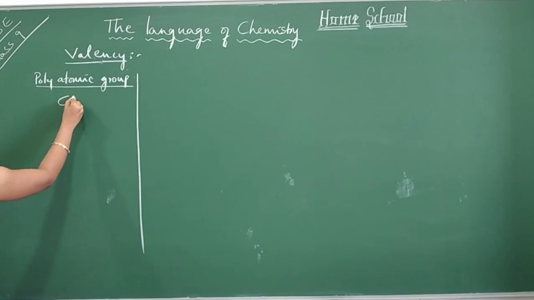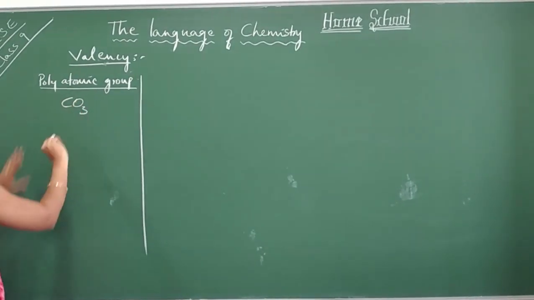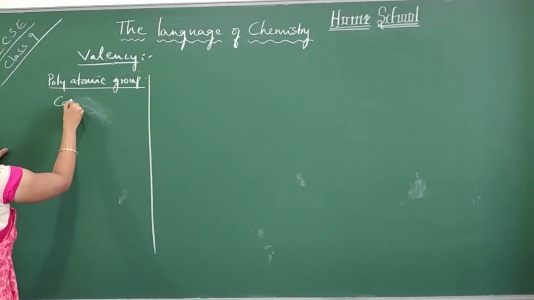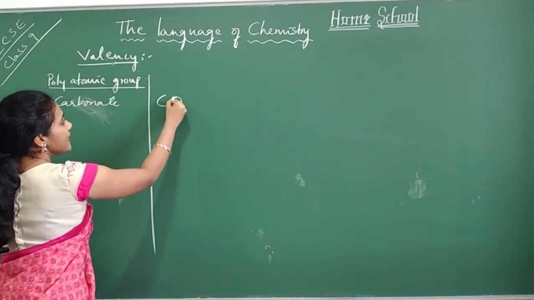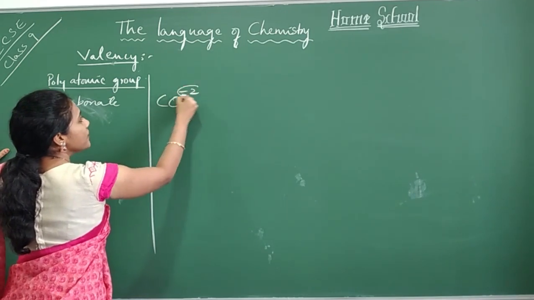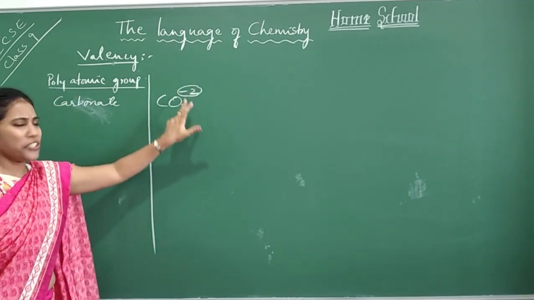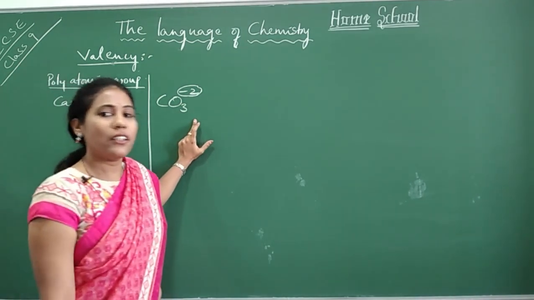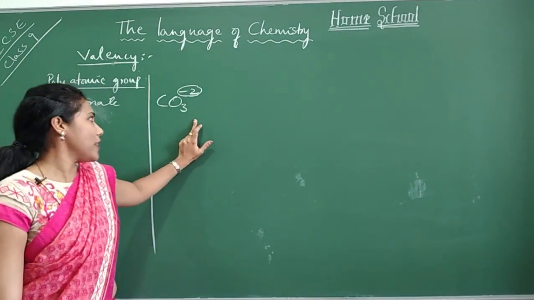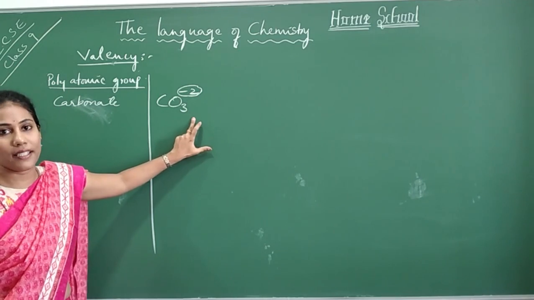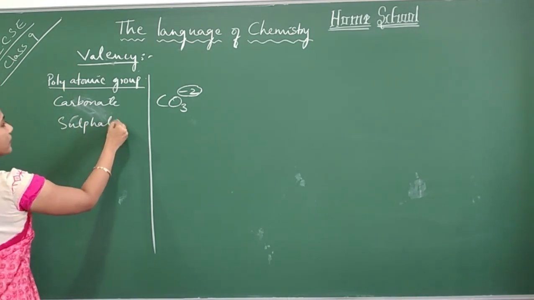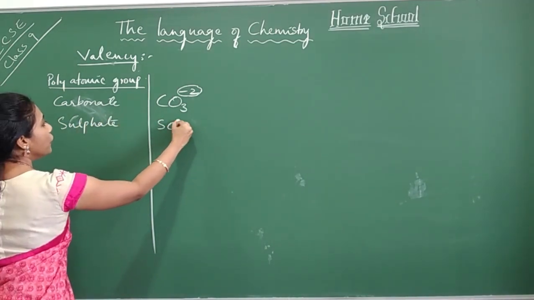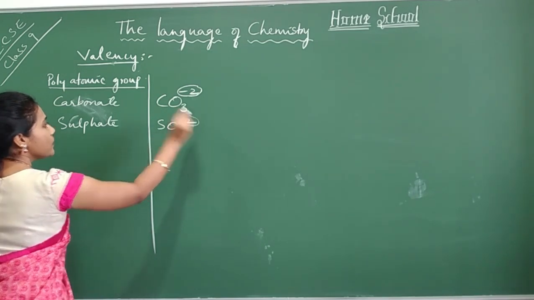Say, the very first and important group, CO3. Let me write it like this. Its name is the carbonate group. We write it as CO3 minus 2. So minus 2 is the valency. The charge itself we call the valency. It may be a positive charge or negative charge. Minus 2 is its valency. In a similar way, the sulfate group has the symbol SO4 minus 2. Minus 2 is its valency.